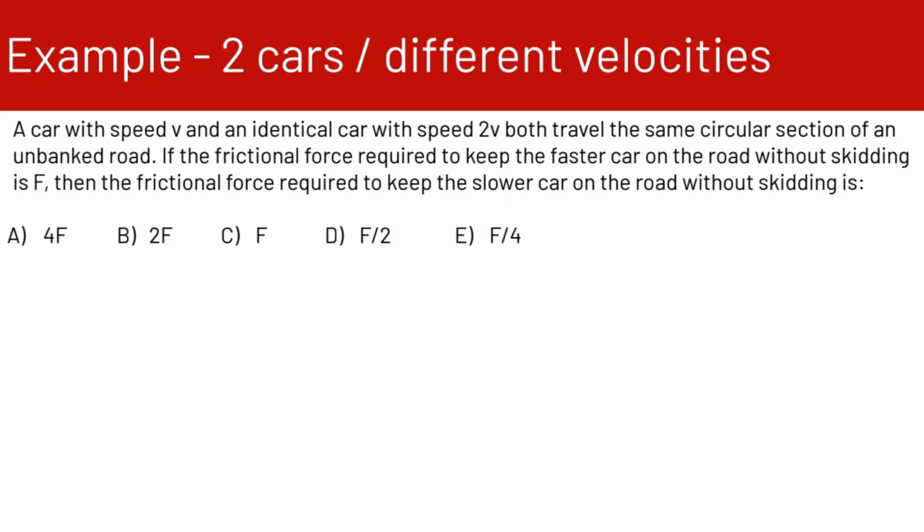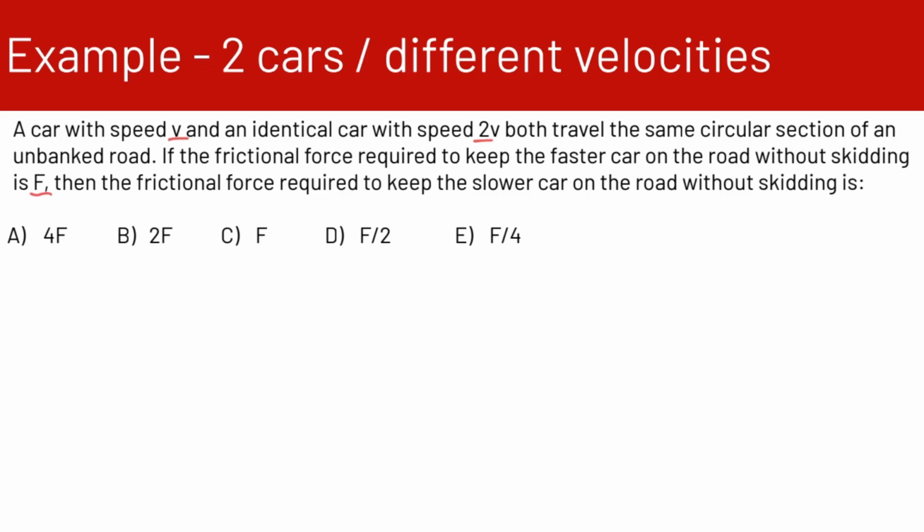All right, let's look at another example. Here we have two cars with different velocities, and we want to figure out how the forces change. We have a car with speed v and an identical car with speed 2v, both traveling in the same circular section of an unbanked road. If the frictional force required to keep the faster car on the road without skidding is F, then the frictional force required to keep the slower car on the road without skidding is which one of these amounts of F?